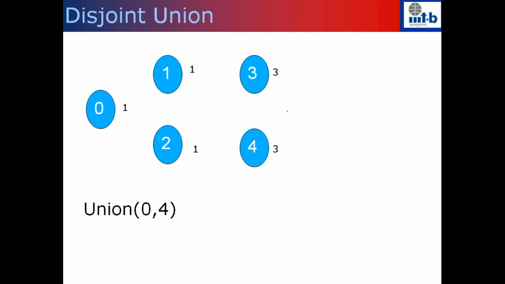Now if you want to find the union of 0 and 4, the color of 0 is 1 and the color of 4 is 3, but there are only two elements with color 3, and there are three elements with color 1. So I take the side which has color 3 and change all the colors to 1. When I perform that operation, this is the set that I get: one side, which is the universal set, containing all 5 elements.